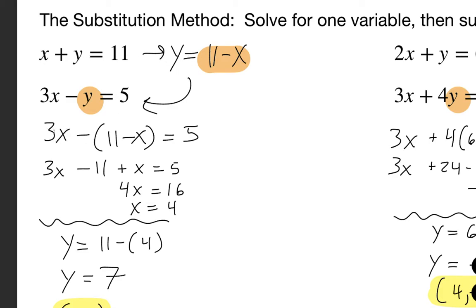So we have 3x minus 11, the quantity 11 minus x. Notice I'm using parentheses. I think it's a really good habit to use parentheses because even if you don't necessarily need them, it's good to be able to read it and look at it and know that, oh yeah, this is where the substitution got made.